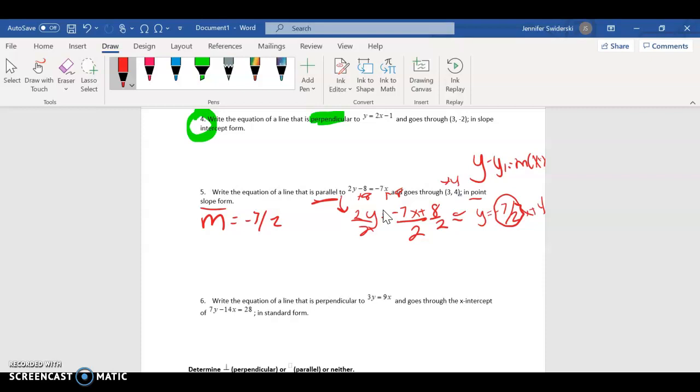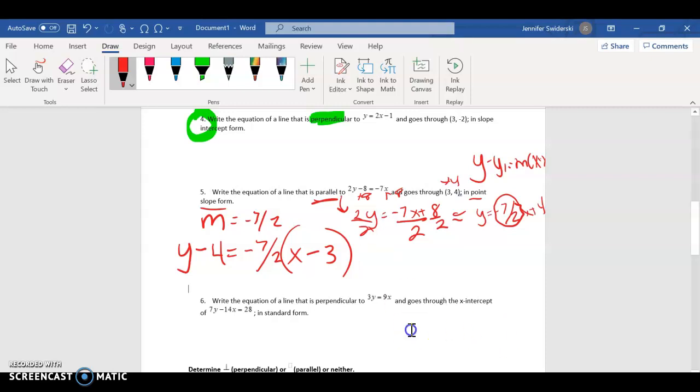Well, they gave me the point, so here's the easy part. Y minus, my y coordinate was 4, so y minus y1 equals, same slope, negative 7 halves x minus x1, which was 3. So that's point slope form. We're kind of just playing 007 to move things around to put it in the proper form and to decide if things are parallel or perpendicular.